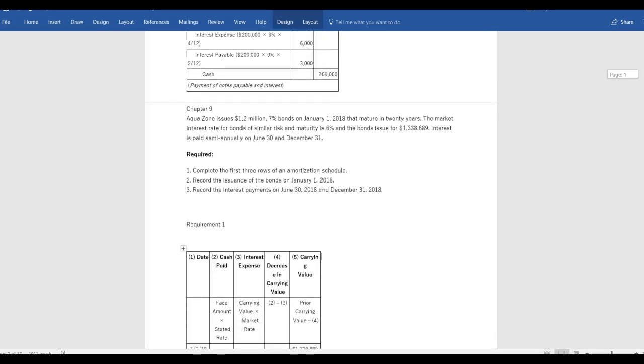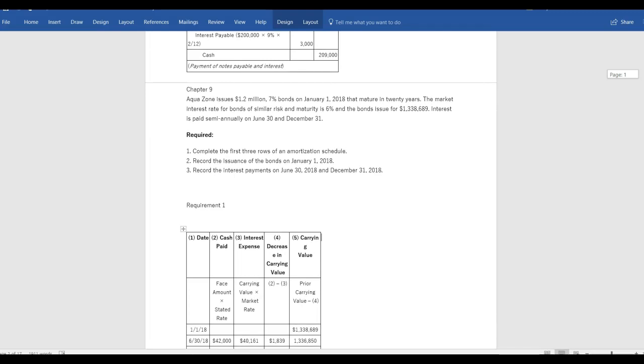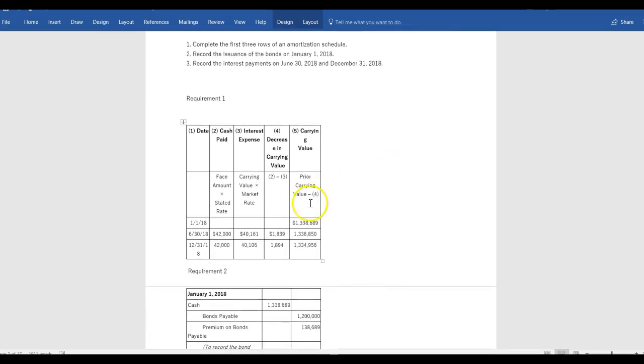To figure out the interest expense, we're going to take the carrying value times the market rate. So the carrying value in this particular situation is the $1,338,689, and the market rate is 6%. So the carrying value times the market rate gives us the interest expense of $40,161. You either have a premium or a discount. In this case, we have a discount.